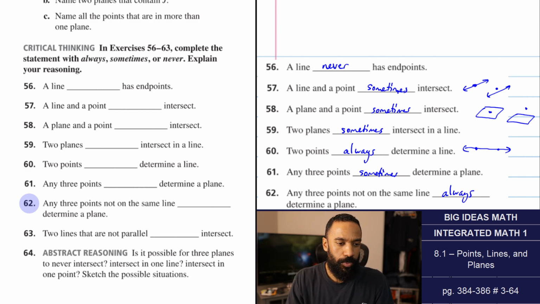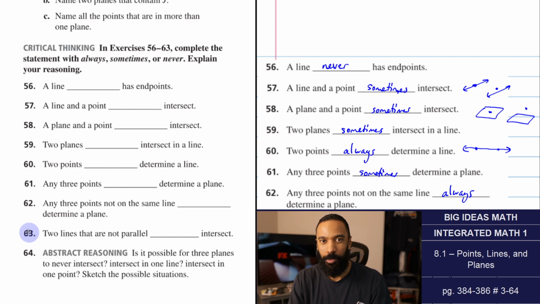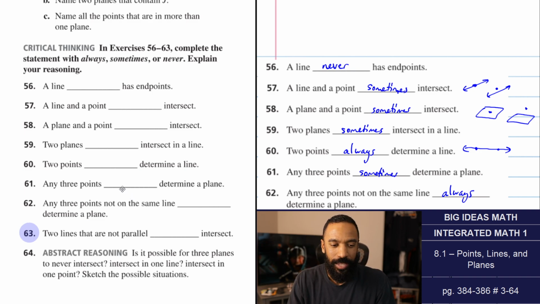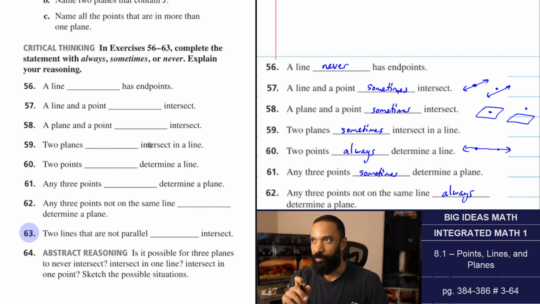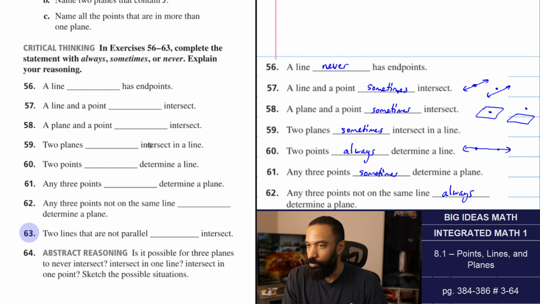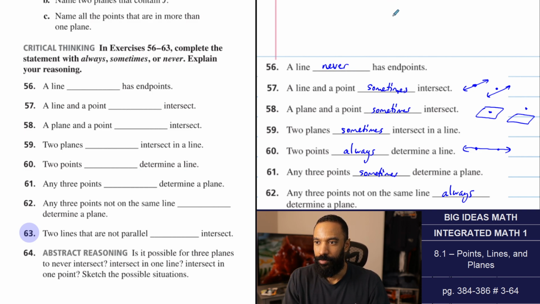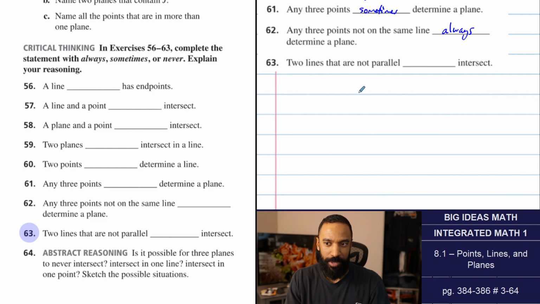And then number 63. Oh, 64 is the last question. I didn't even think about that. I thought there were like 2 more pages to go. Number 63. 2 lines that are not parallel blank intersect. We didn't run across this yet, but you might be thinking, okay, this one's a little bit trickier for me to even talk about here.